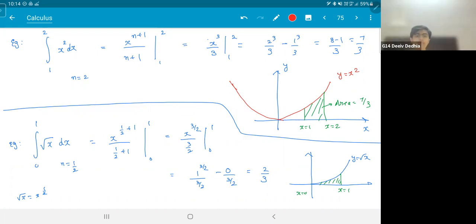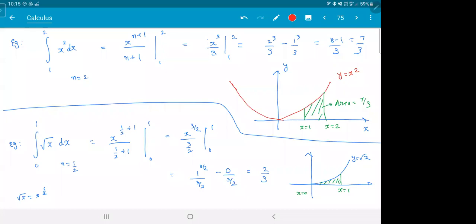Sir, in the formula, where that n is, we need to substitute the value of the power, right? Right. Okay.